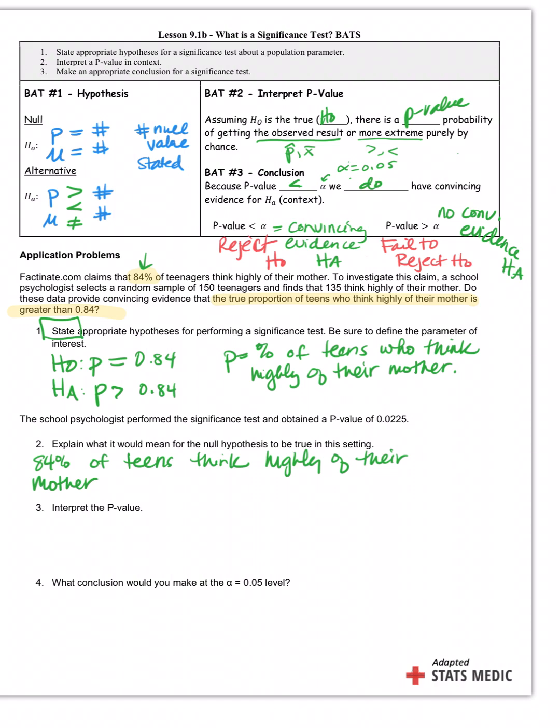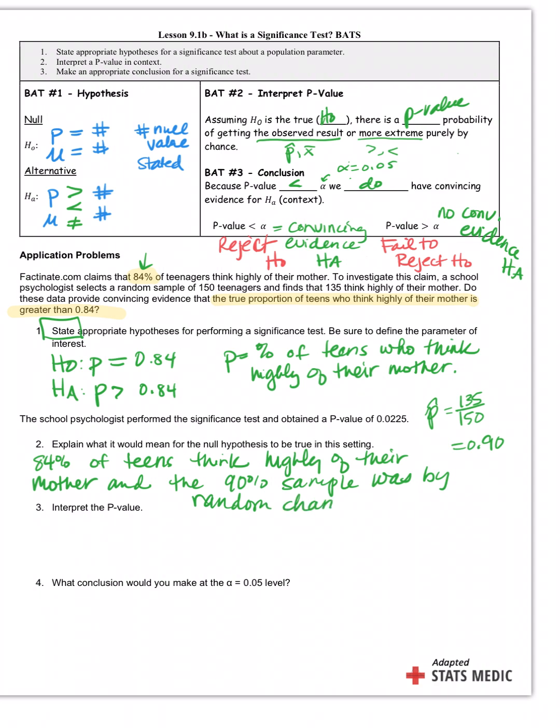And then how did we get a sample? Well, let's think about the sample for a second. The sample they took was 150 students. 135 of them said they think highly, which translates to 0.9. So that's pretty high compared to what they claimed, isn't it? So for this to be true, 84% of teens actually think highly of their mother. And the 90% sample was by random chance alone. That's what it would mean for that to be true.